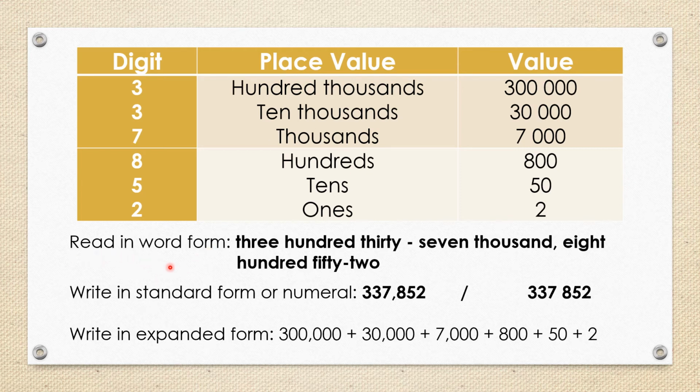Now, if you read this number in word form, we say three hundred thirty-seven thousand, eight hundred fifty-two. Take note, I use a hyphen in the two-digit number, thirty-seven, and then there's a comma. To write in standard form or numeral: 337,852. You can use a comma or just a space. Write in expanded form. In expanded form, you just add the value of each digit. That is how to write in expanded form.